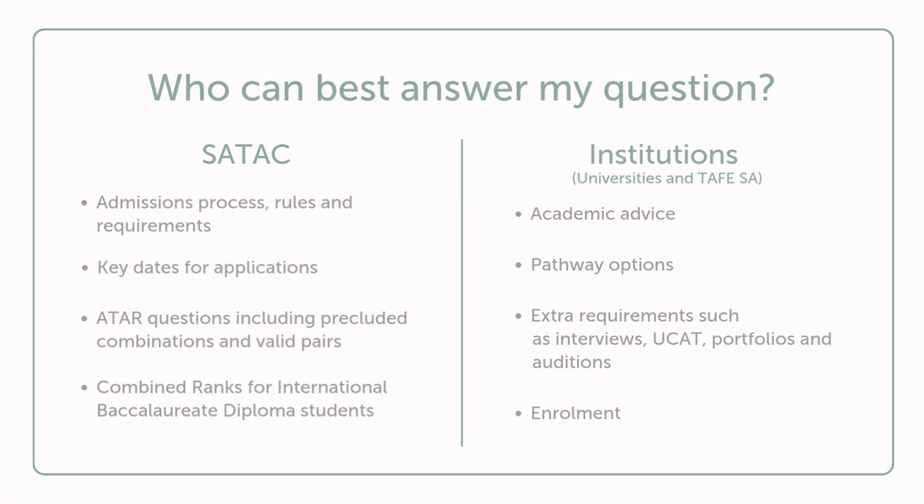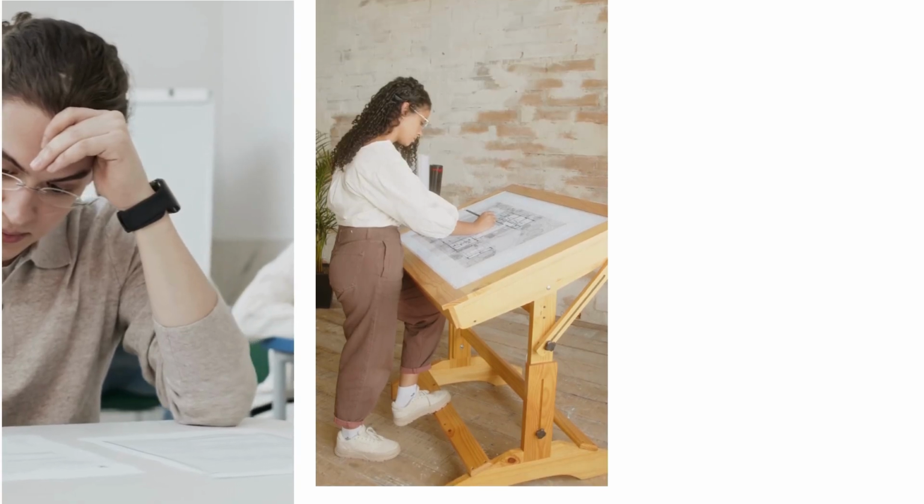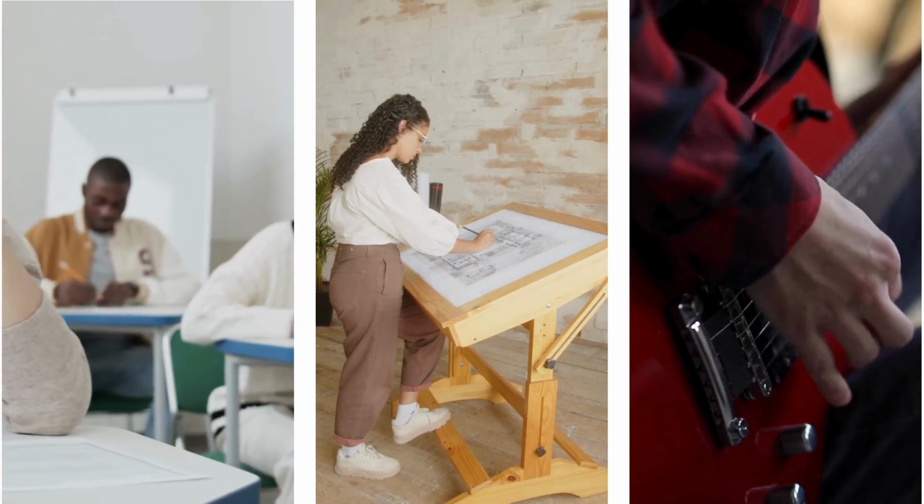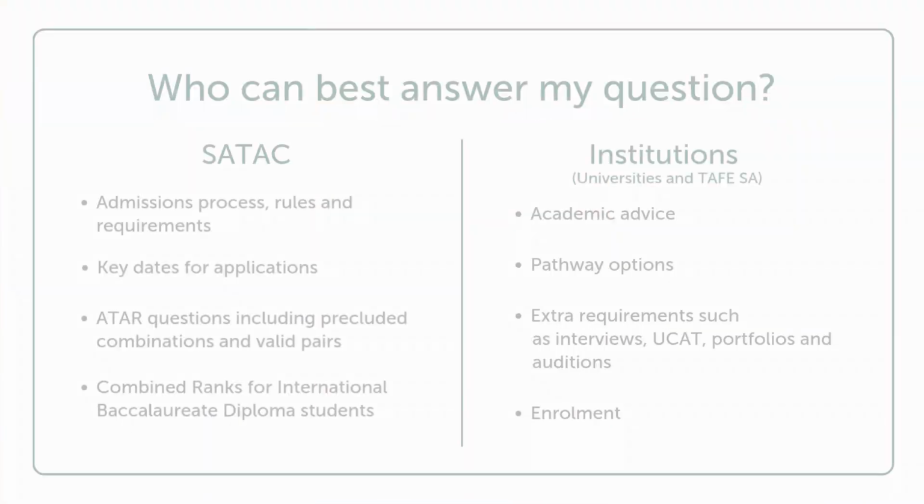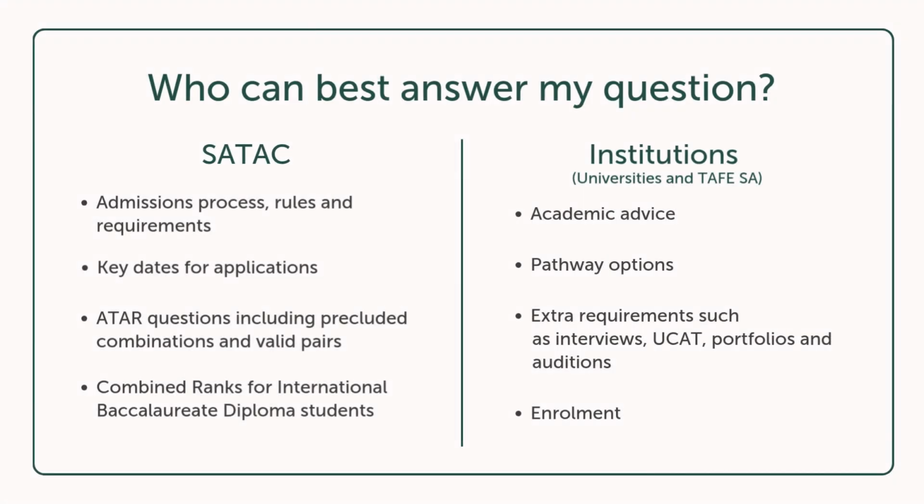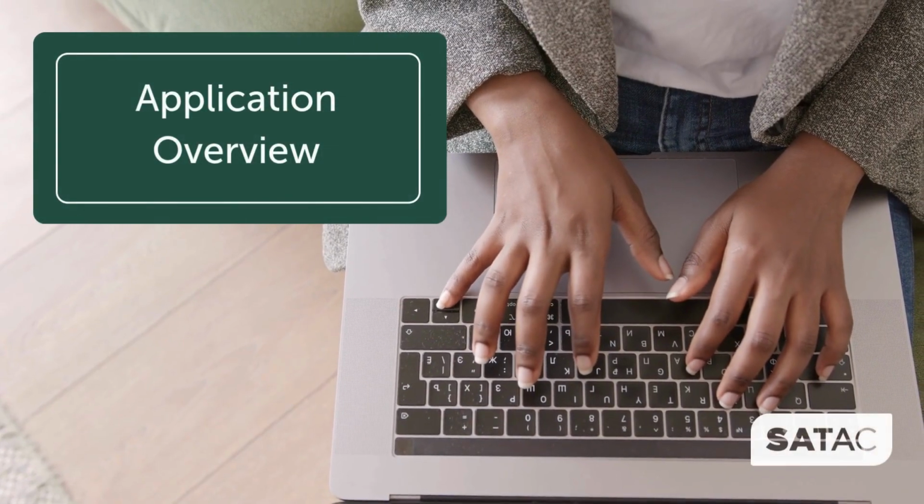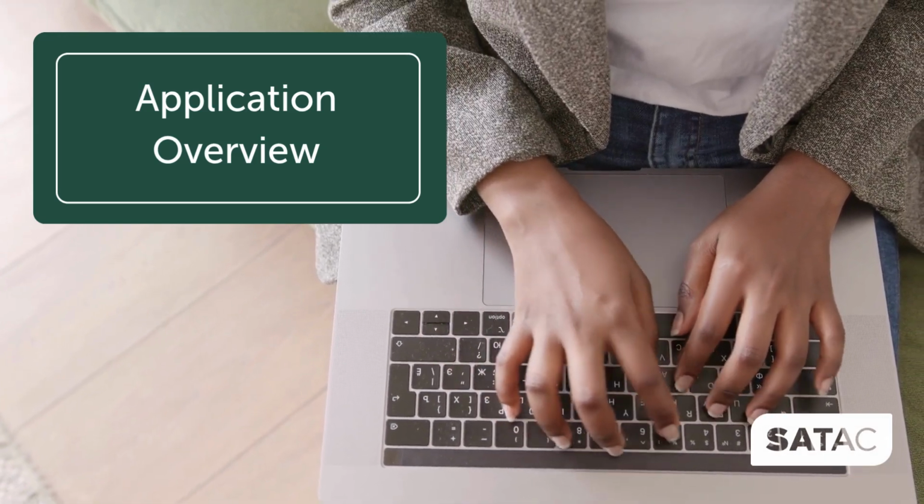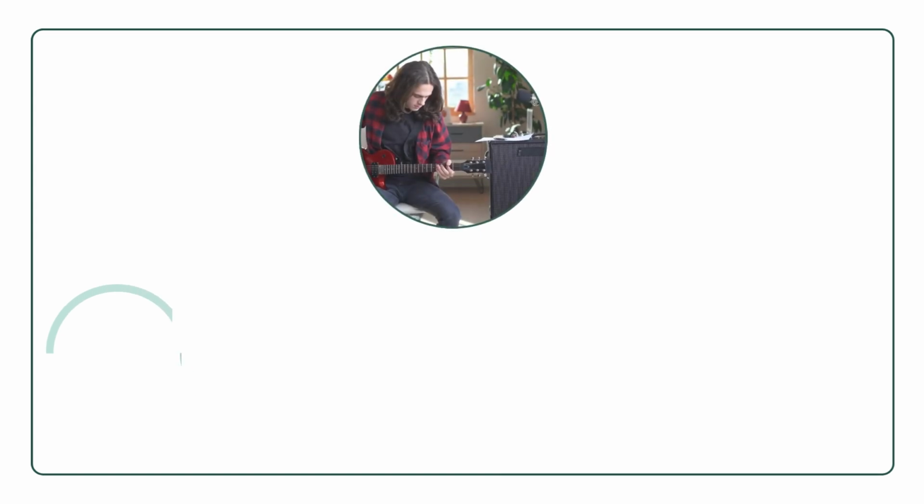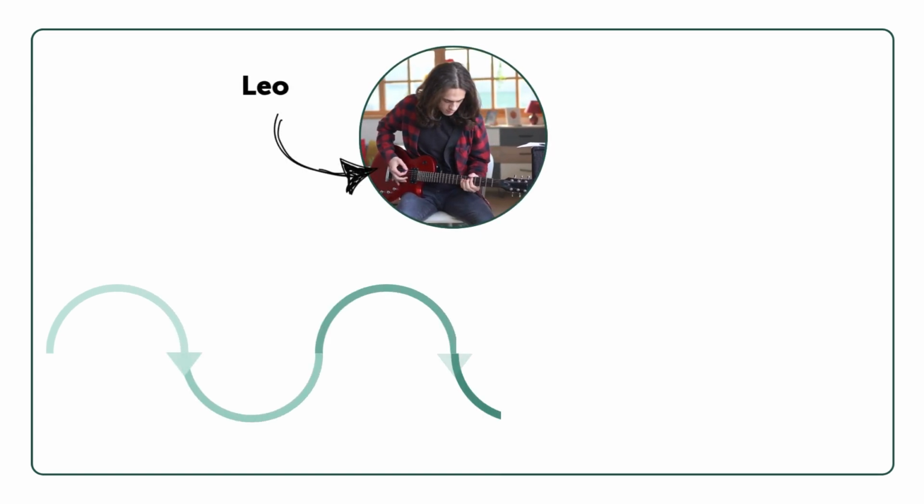The institution will also manage extra requirements like the UCAT, portfolios, and auditions if they're applicable to your preferences. And finally, if you get an offer, the institution will take over from there and help you with enrolment. The last thing we're going to cover here is a basic overview of the application process. And for this example, we're going to follow Leo through his application.